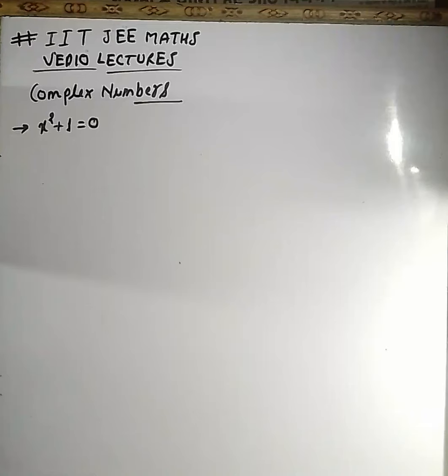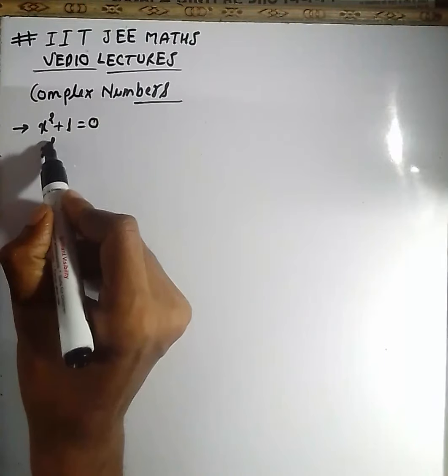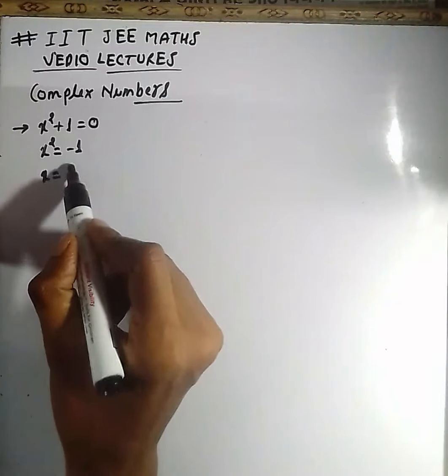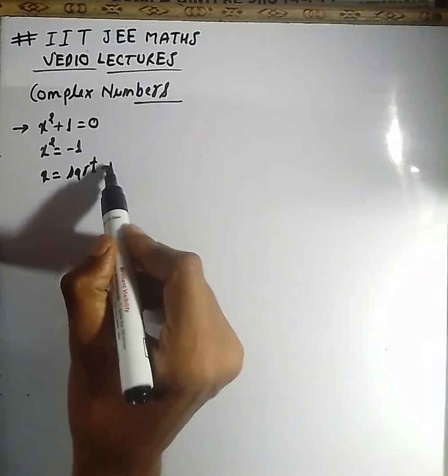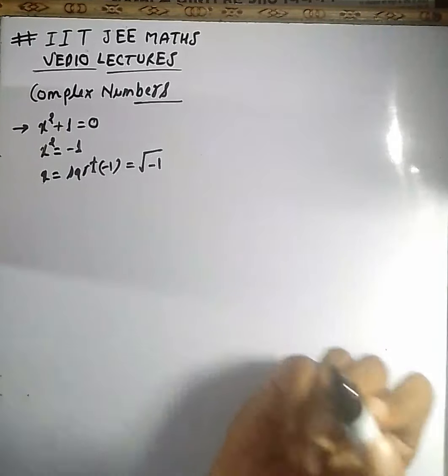So here I am starting video lectures for mathematics, and the topic is complex number. For understanding the complex number, we will start from solving a quadratic equation. The equation is x square plus 1 equals to 0. If we solve this equation, then x square equals to minus 1, x equals to square root of minus 1.